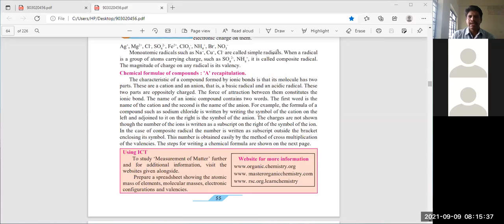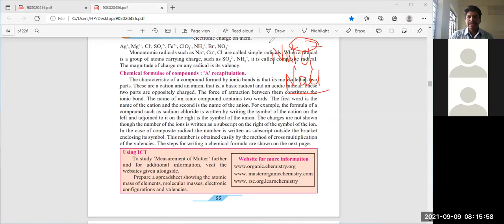Na+ is written here like this. Suppose I am going to write Na+ Cl-. When both are combining together, we write just like this: NaCl. Getting it, everyone? Yes or no? So like this, we can write the symbol of it.